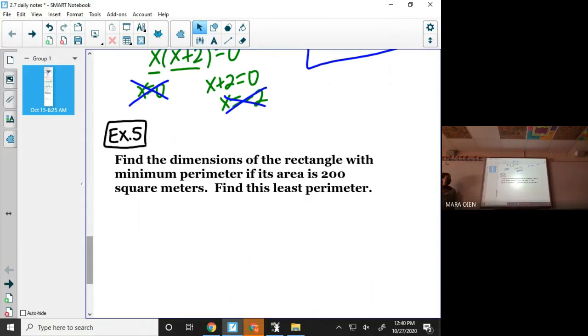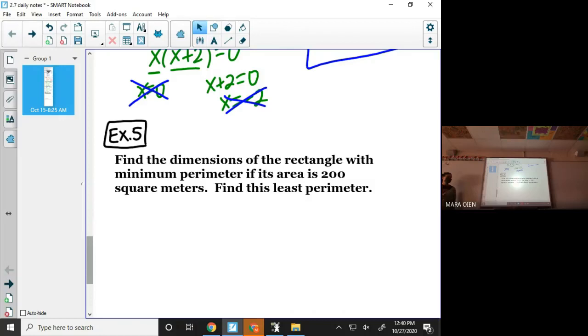But it says, find the dimensions of the rectangle with minimum perimeter if its area is 200 square meters, and find this least perimeter. A lot of times people will read this problem, and they'll say, I don't think you gave me enough information. It feels like it's very limited information, but we can use our knowledge of rectangles and how to find area of rectangles and how to find perimeter of rectangles to actually have enough information.